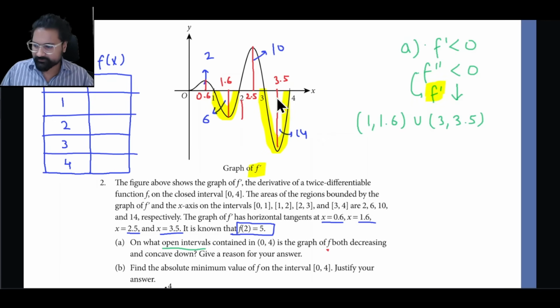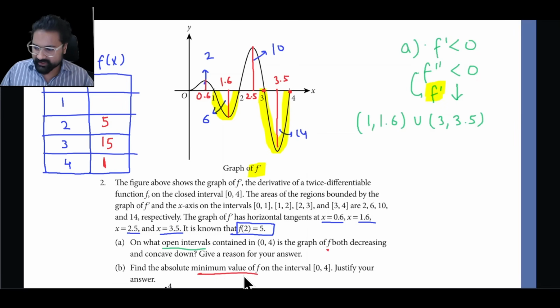So let's do that first. For example, if I need to find f of 3, then I just add an area of 10 to f of 2, which is 5. So this is 15. F of 2 is already given as 5. And if I want to go to 4, I will subtract 14, because this is a negative area. So if I subtract 14 from here, I get 1.